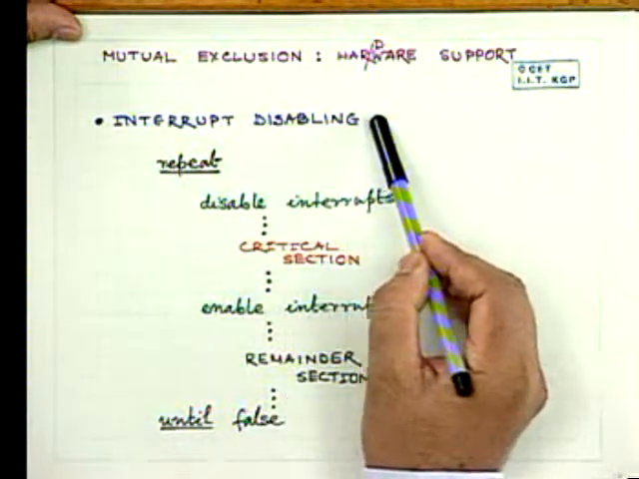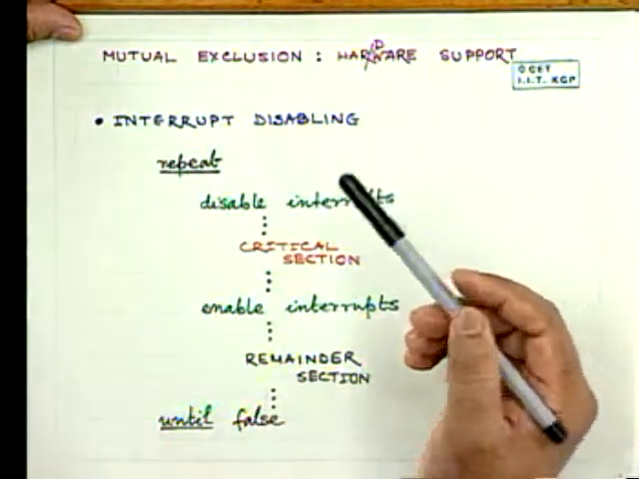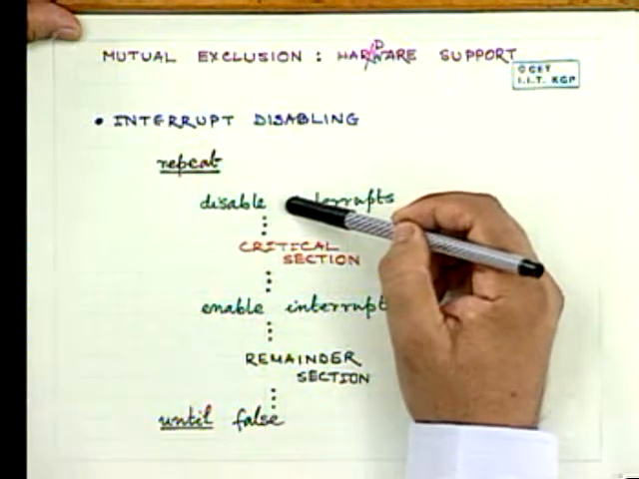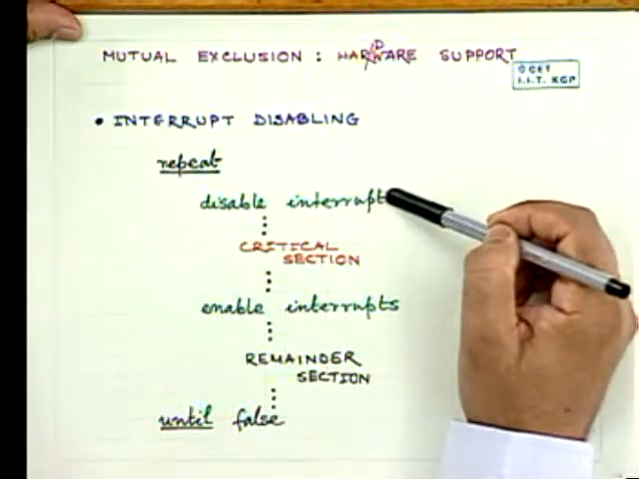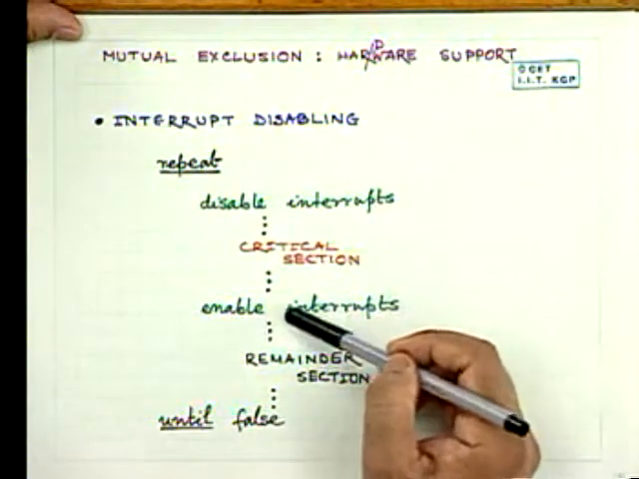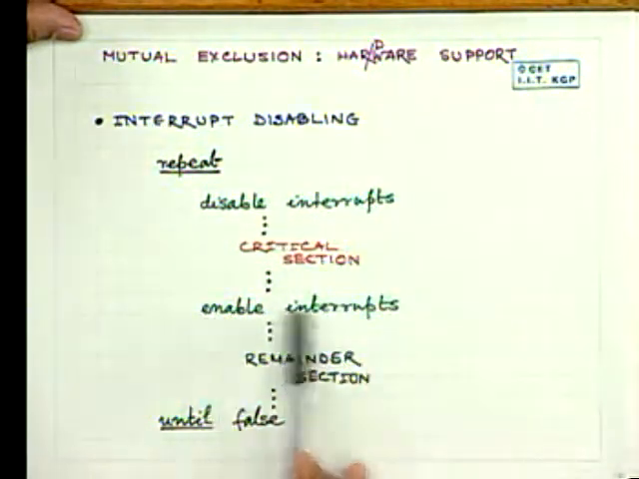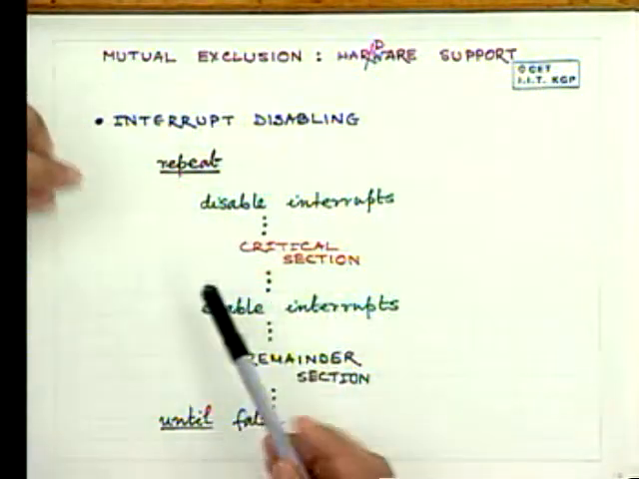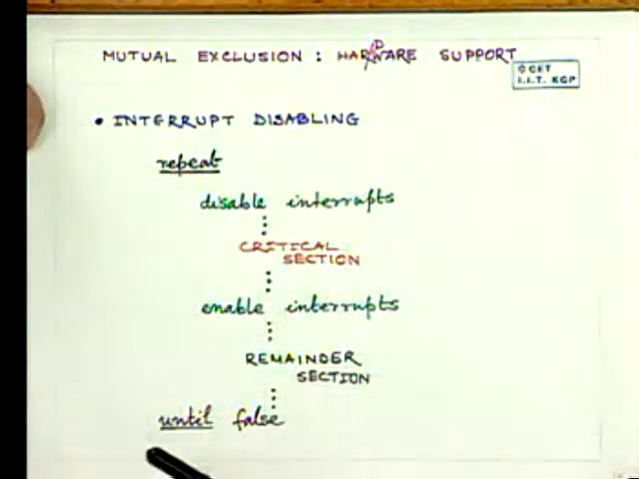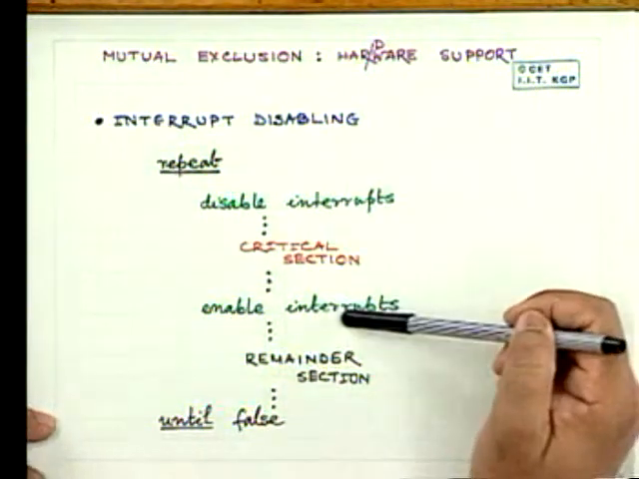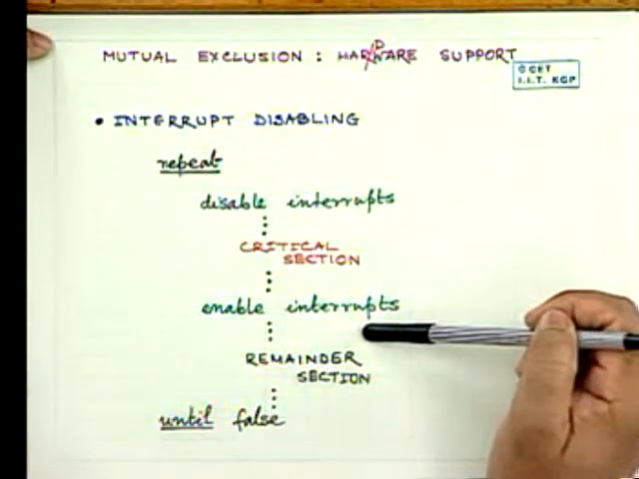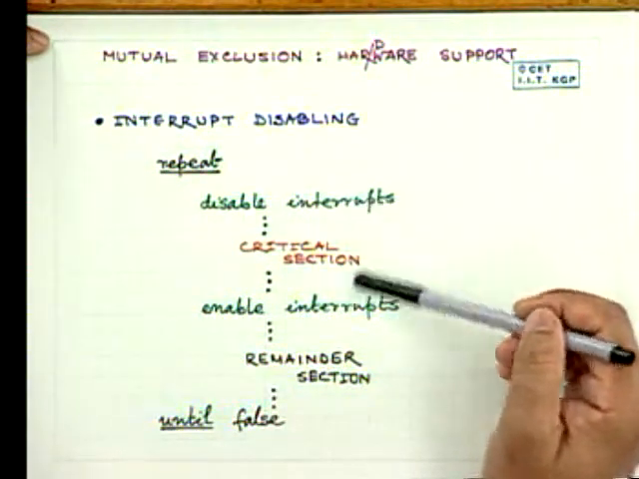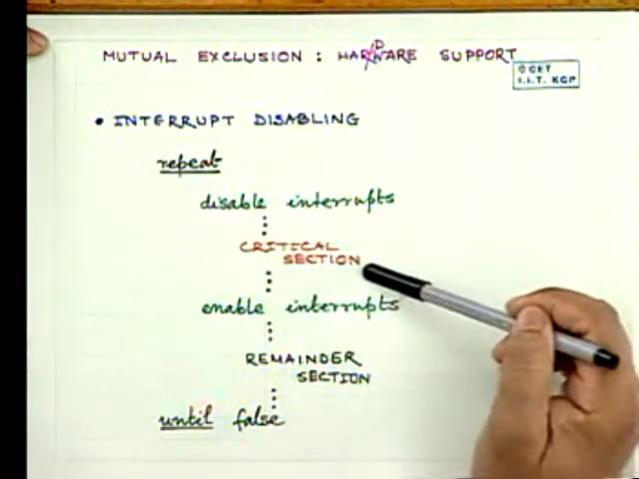That can be achieved by means of interrupt disabling. Before entering the critical section, you disable interrupts, enter the critical section. Just before coming out of the critical section, you enable interrupts, and then you enter the remainder section. In the case of a single processor system, this disabling and enabling of interrupts is not much of a problem. You can disable and enable interrupts to implement the critical section.